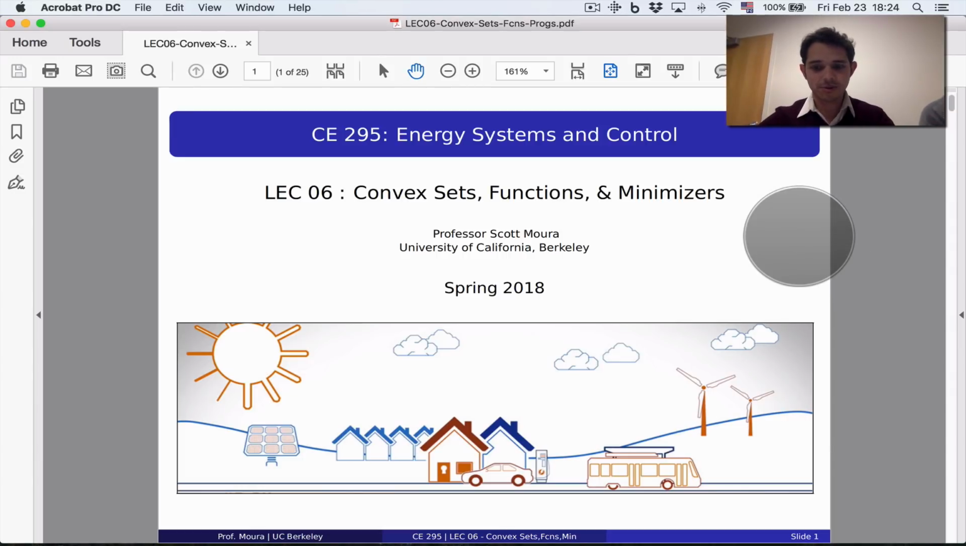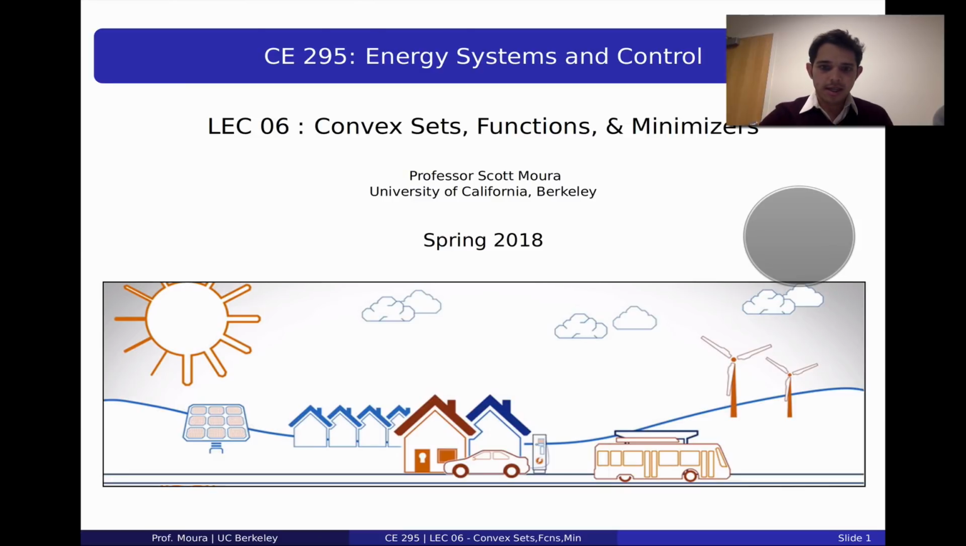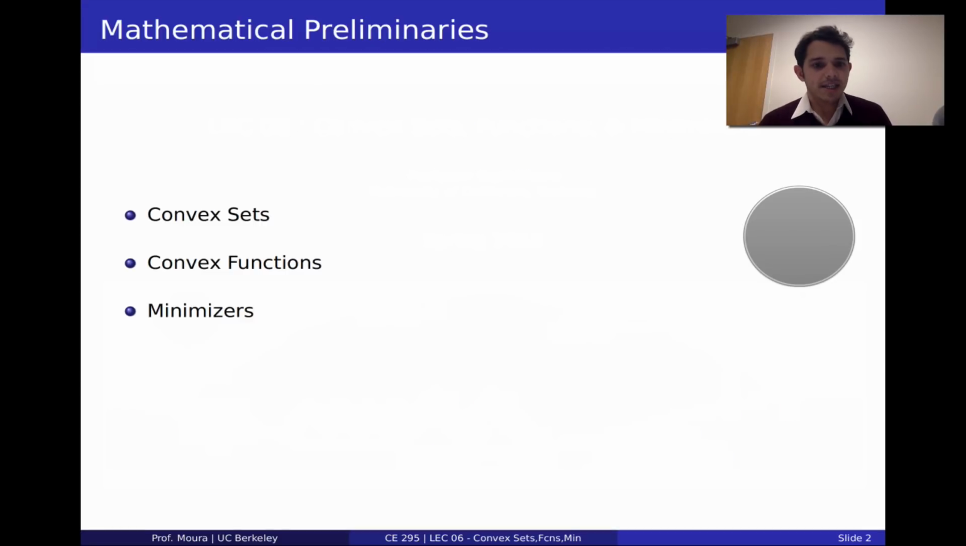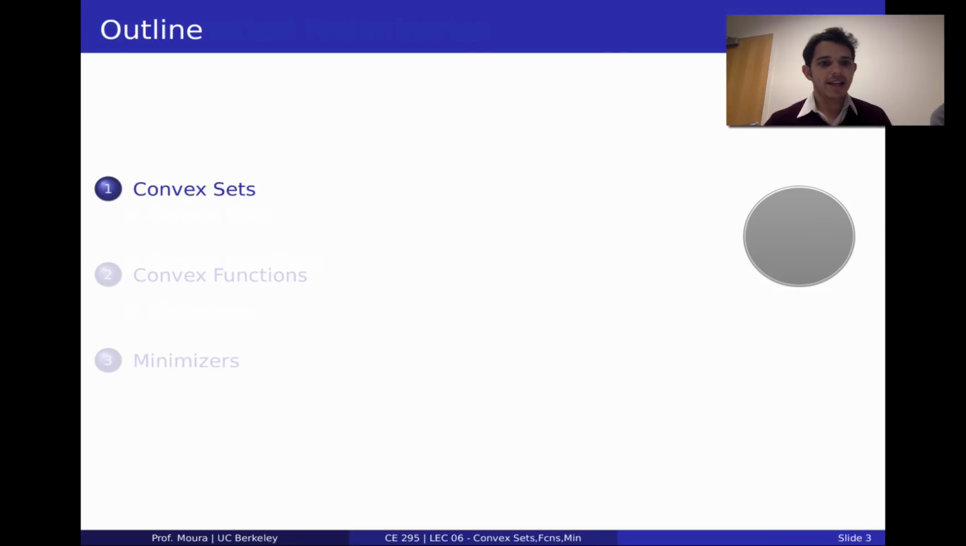So without further ado, let's get started. Today's lecture is going to be composed of three parts. The first part is on convex sets. We briefly talked about this in class on Wednesday, so I'll briefly go over that. I'll also talk about convex functions. This is now new material. And then I will discuss minimizers, the definition of minimizers. So let's get right into it and review convex sets.